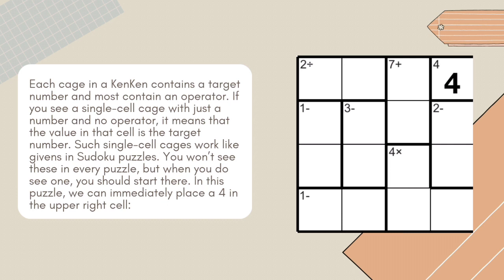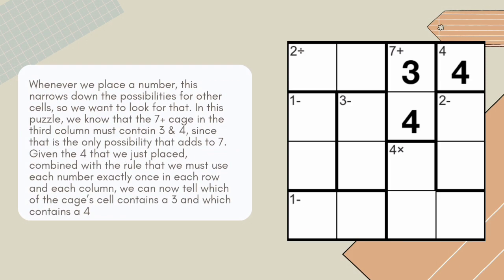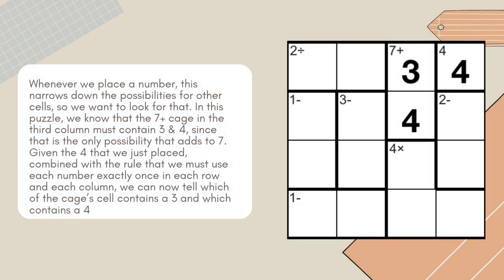In this puzzle, we can immediately place a 4 in the upper right cell. Whenever we place a number, this narrows down the possibilities for other cells, so we want to look for that. In this puzzle, we know that the 7 plus cage in the third column must contain 3 and 4, since that is the only possibility that adds to 7.